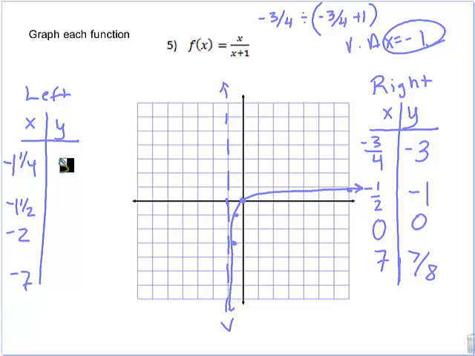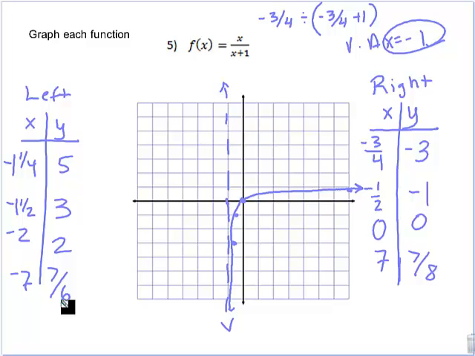5. What do you get when you take negative 1 1/2 and plug it in? 3. What do you get when you take negative 2 and plug it in? 2. And what do you get when you take negative 7 and plug it in? 7/6, or 1.1 something. Okay, so now we're going to graph these.